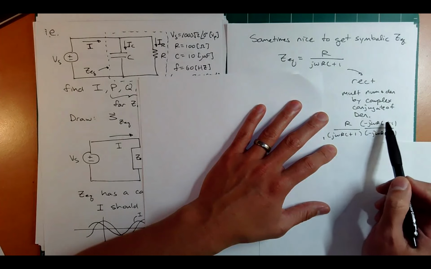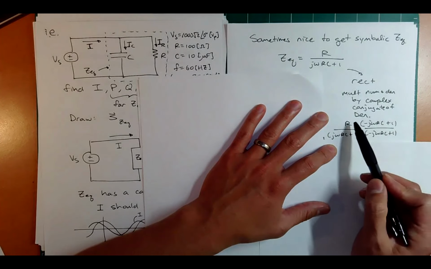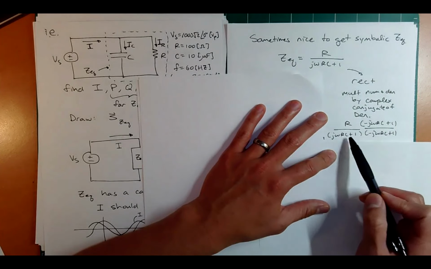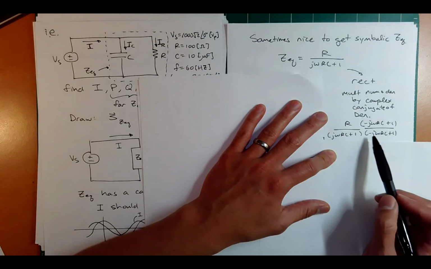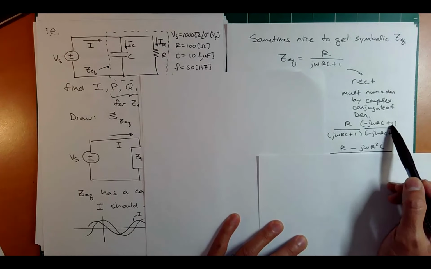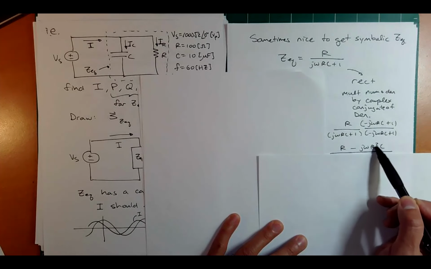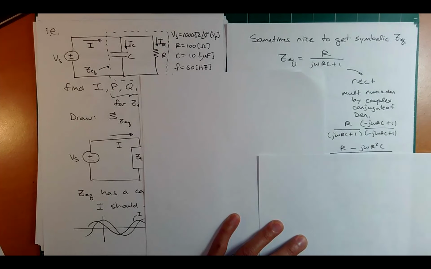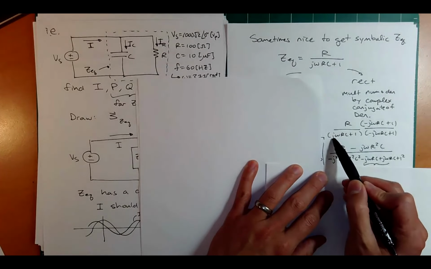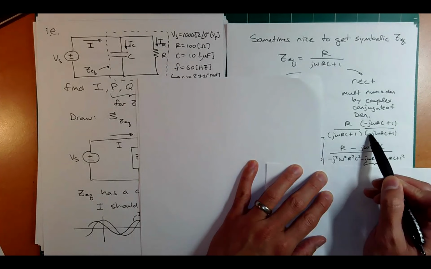But here's what happens when I do this. The top becomes complex. It holds imaginary and real parts. But the bottom wipes out all imaginary parts. Check this out. So the top, easy: R minus j omega R squared C. Don't forget that extra R. And then the bottom does this. Look at this. I have a j times j squared. And I have the minus. Good.